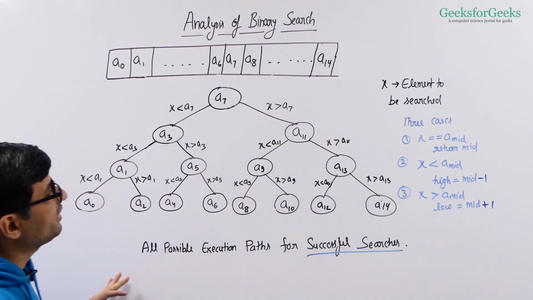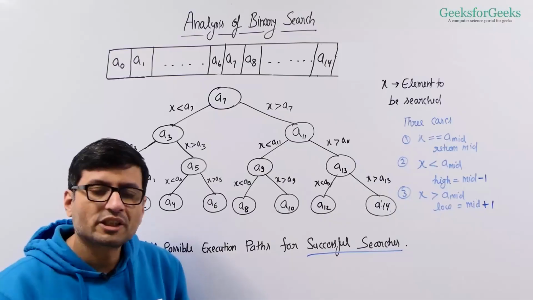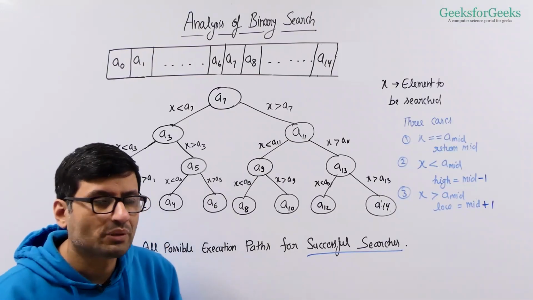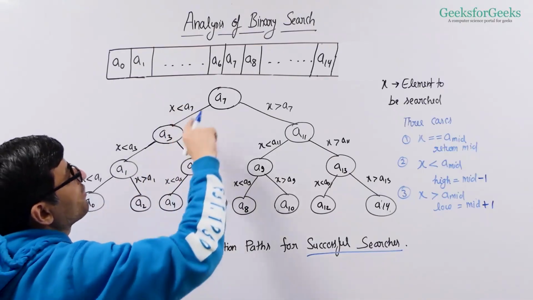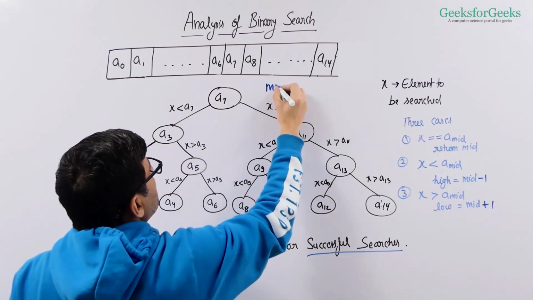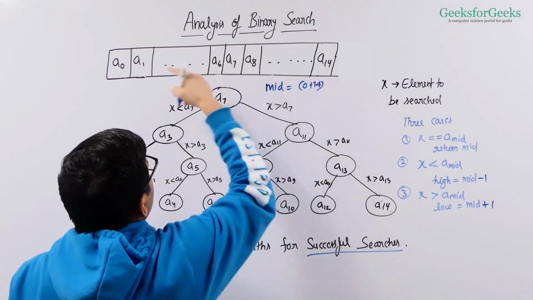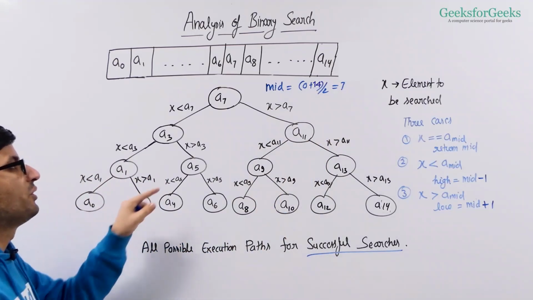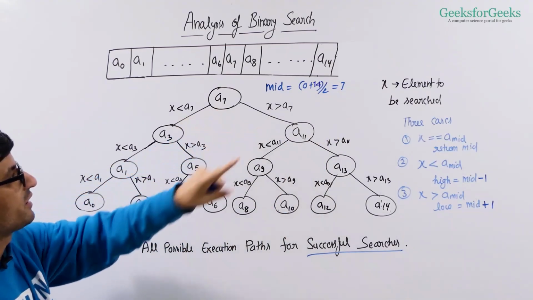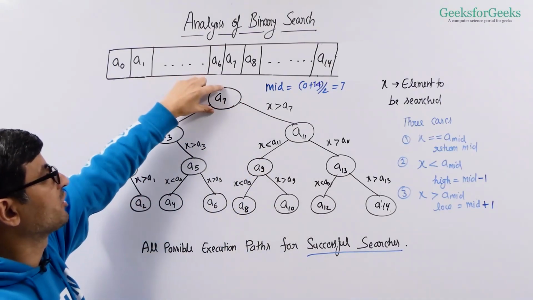So here we have a tree. It's not a recursion tree. It shows all possible execution paths for the successful searches. Let's understand this tree with different possible execution paths. In binary search, in this sorted array, we first compute the mid, which is (0 + 14) by 2, because high is 15 and low is 0, which is 7. So first we compare A7 with X, and if A7 and X are same, then we stop our binary search at this point only.